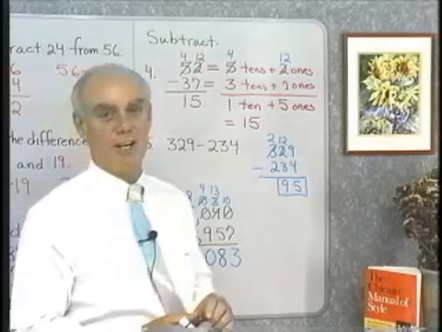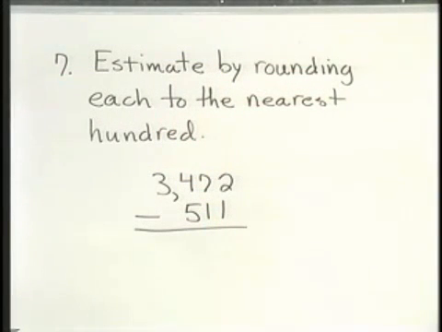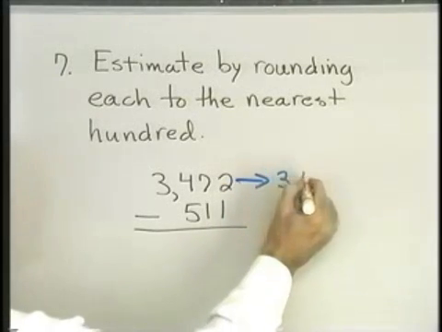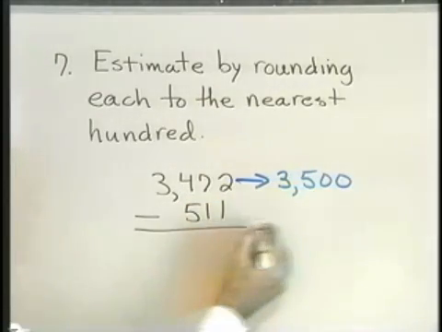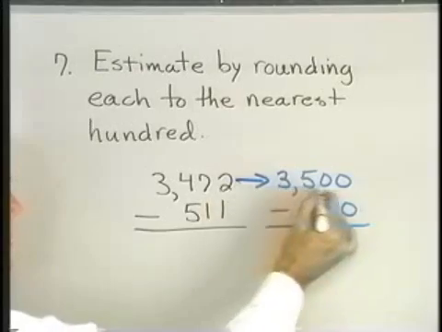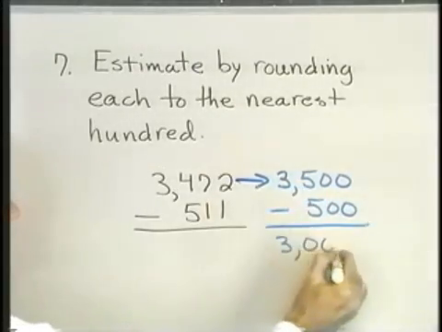Let's go on and look at one last problem that involves estimating. We want to estimate by rounding each to the nearest hundred. So first I'm going to take each number in this problem and round to the nearest hundred. So this rounds to 3,500 when I round to the nearest hundred, and this rounds to simply 500. Now to do my subtraction, 3,500 minus 500 is just 3,000.